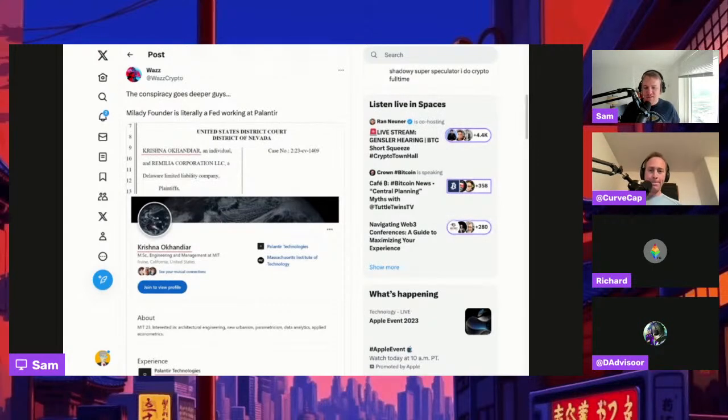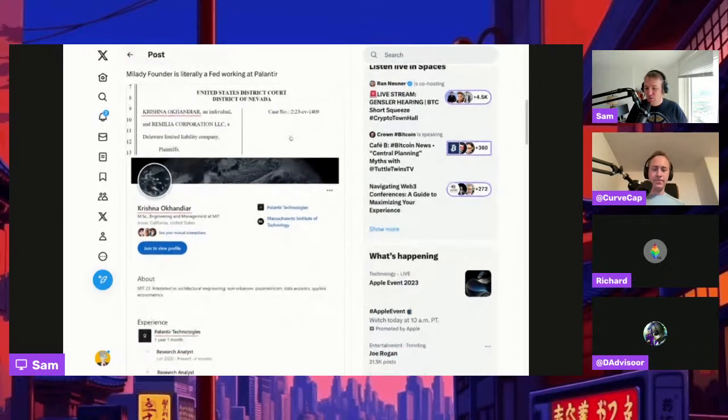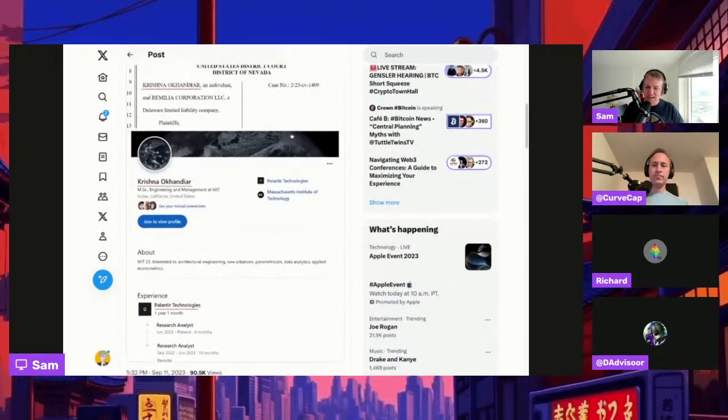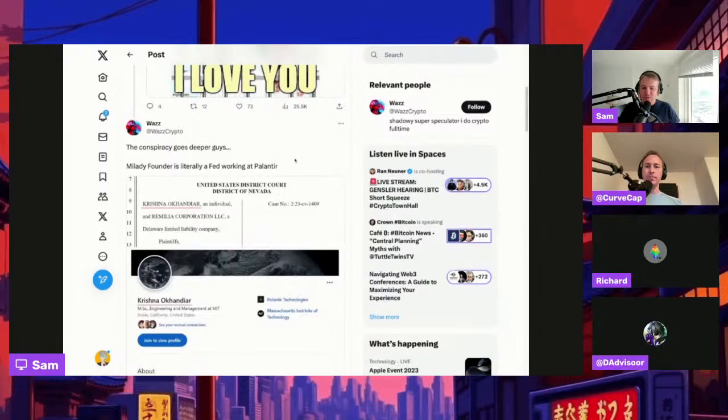When the documents actually came out, people did some digging and found out that Charlotte Fang, aka Krishna Akandiar, is employed at Palantir Technologies as a research analyst. For those that don't know, Palantir is a data collection company that has its fingers in everything. And also their CEO looks like an actual Bond villain. Peter Thiel? No, Alex Karp is his name.